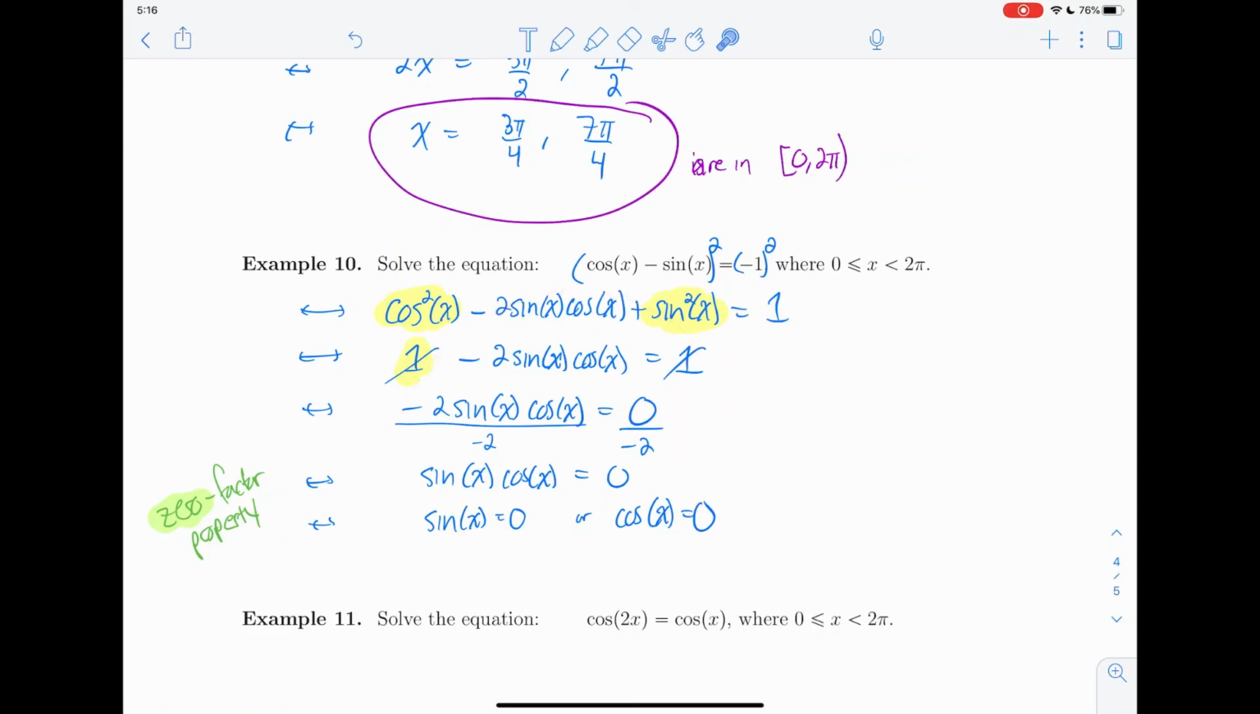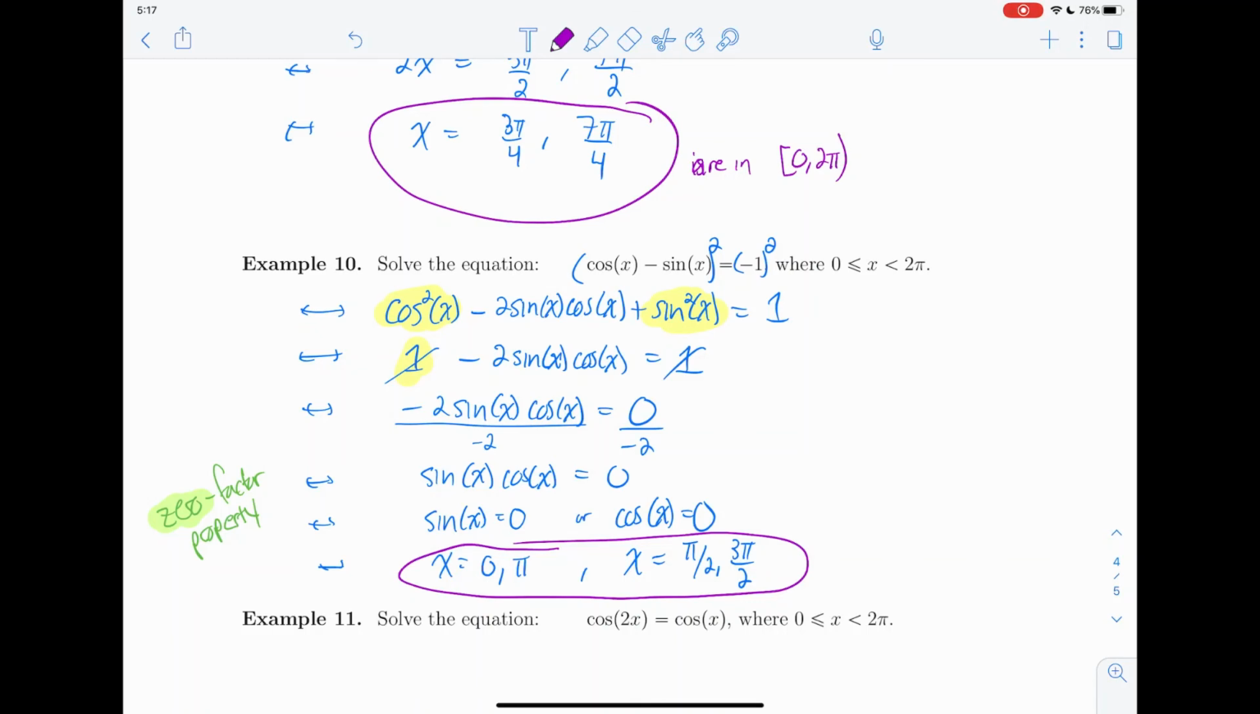So in this example, we can do that, which means we're solving when is sine equal to 0 or cosine equal to 0. Of course, sine of x is equal to 0 at 0 and pi, and cosine of x is equal to 0 at pi over 2 and 3 pi over 2. So those are going to be our final answers there.